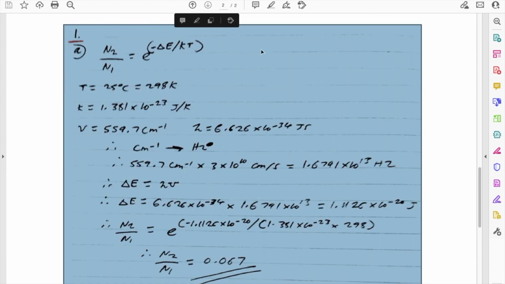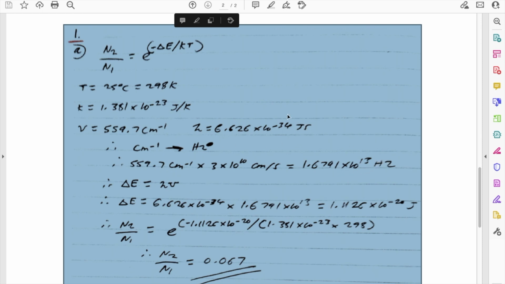So, we first of all write our Boltzmann distribution formula. We convert our temperature into kelvins, which gives us 298 kelvins. Then we write down our Boltzmann constant. Then we write down a frequency of 559.7 centimeters inverse. Let's convert this to hertz. To convert it to hertz, we multiply that by the speed of light in centimeters per second, giving us 1.6791 times 10 to the power of 13 hertz.